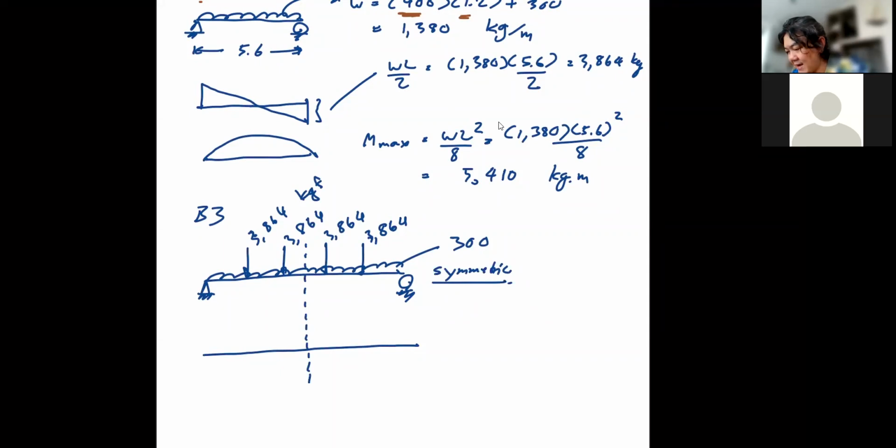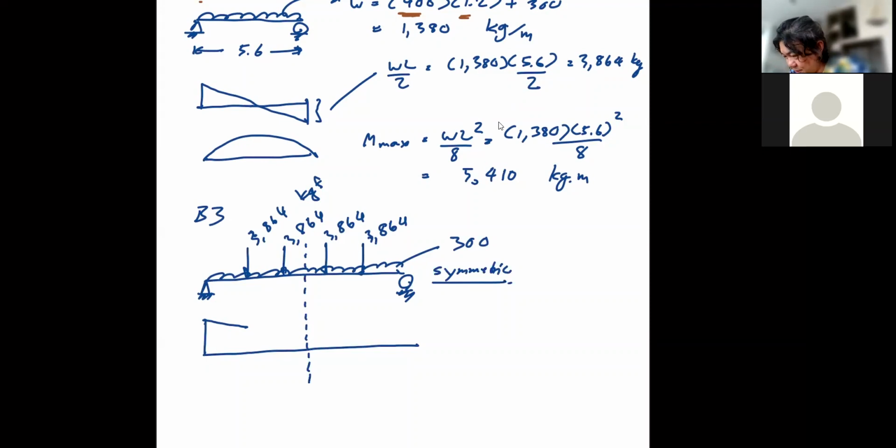And this is going to be your center line of symmetry, okay? You know you would have the reaction. So the reaction here would produce the upward shear like this. And then because of the uniform load, this shear force diagram should gradually come down as a result of the uniform load, correct?